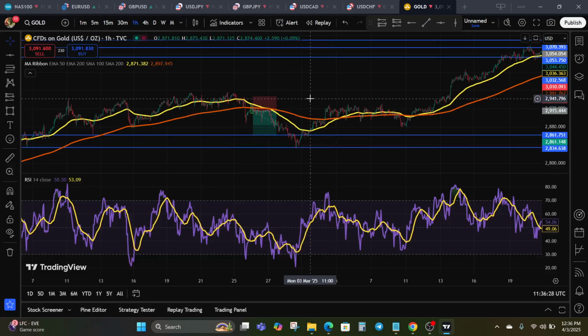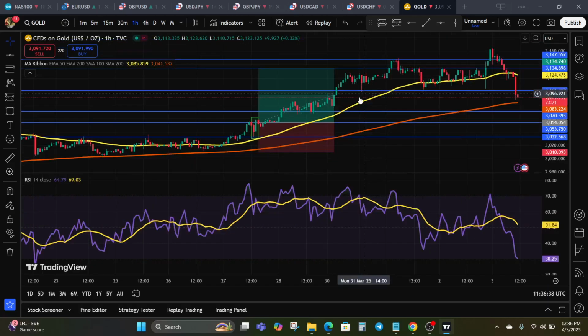Okay. Never risk more than 1 to 2% of your account per trade and stick to the plan. Do not overtrade or force trades when conditions are not met. So that is the best 1 hour gold strategy explained step by step.